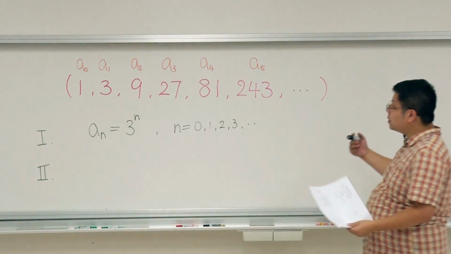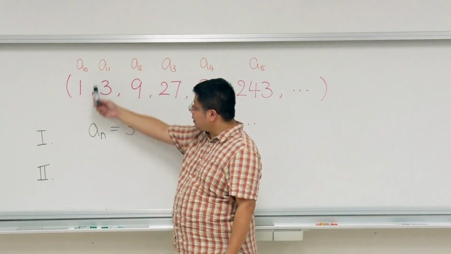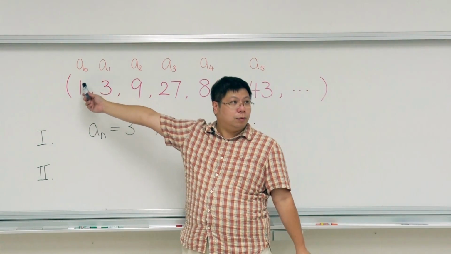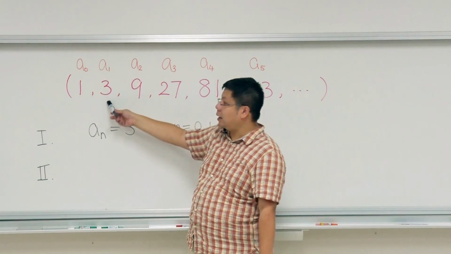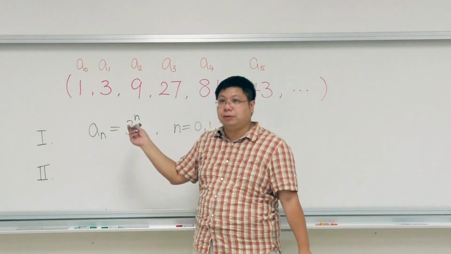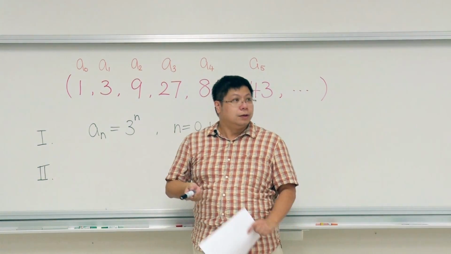In that case, I can find out what A0 is. A0 is equal to 3 to the power 0, so I get 1. A1, I get 3 to the power 1. A2, I get 3 to the power 2, and so on. So this is one way.